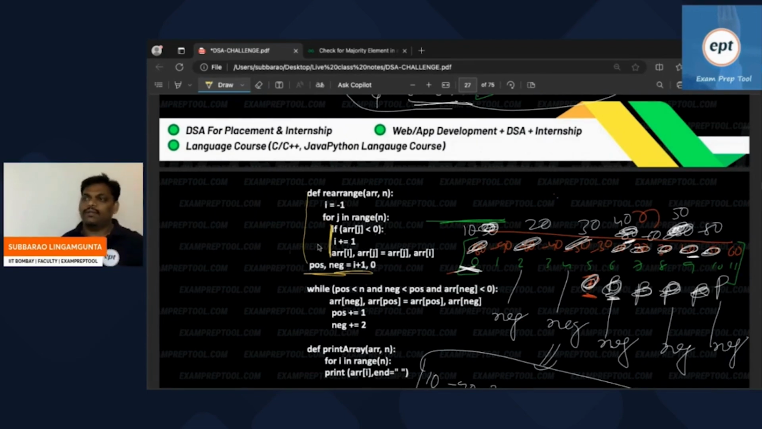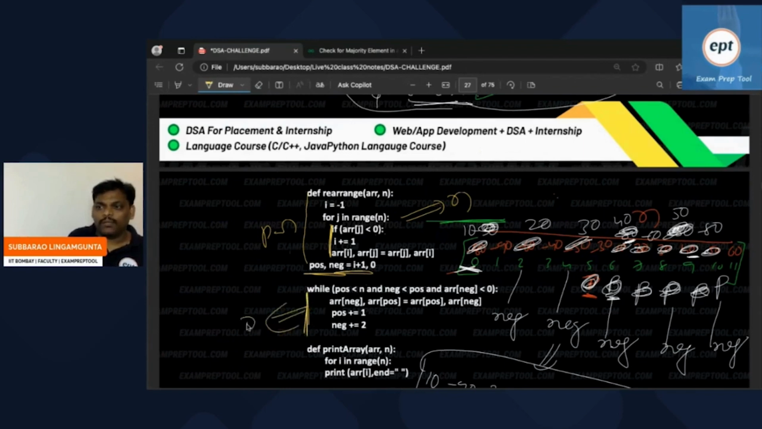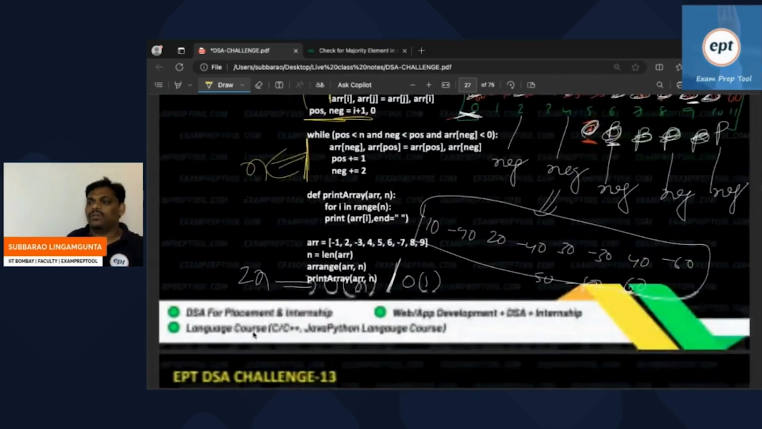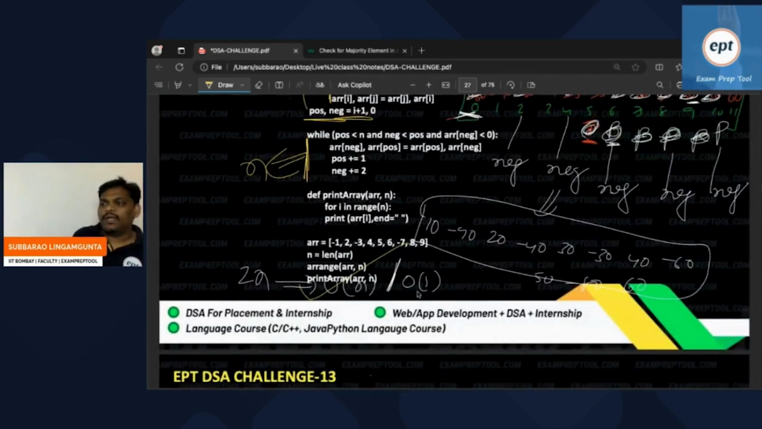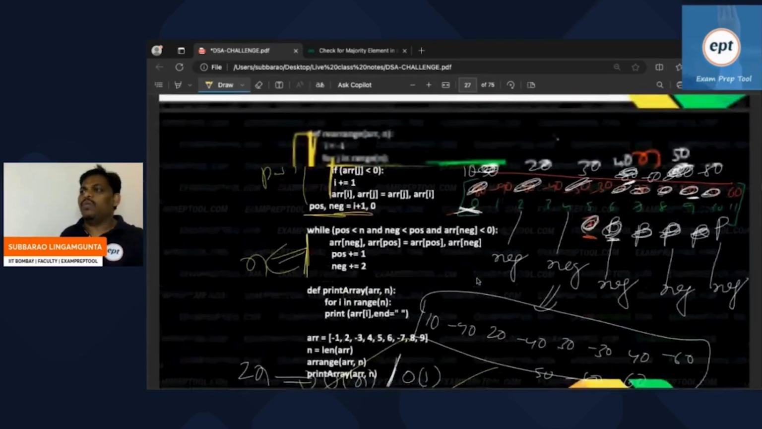So it is a partition algorithm, which will take n time. This is for positive, negative, positive, negative. This is one more n time. Total 2n, order of n time, order of one space. So that is the answer for this. I hope everyone got it.